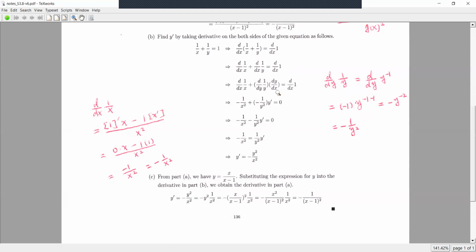dy dx is y prime. Derivative on the constant 1 is 0. Now, we solve this equation for y prime. Move the second term to the right-hand side, then we have this equation. Move y squared to the left side, then we have this equation. This is the result of y prime.